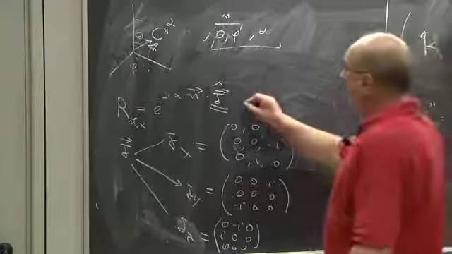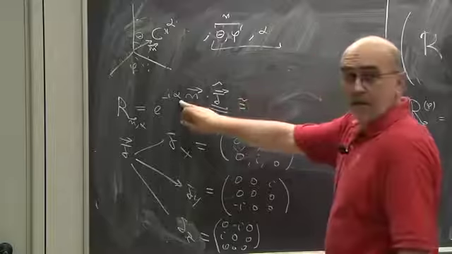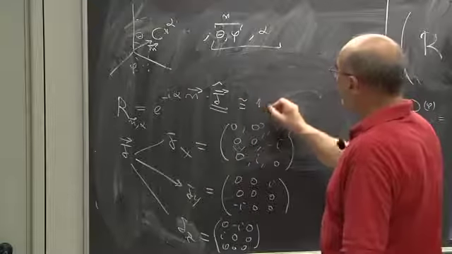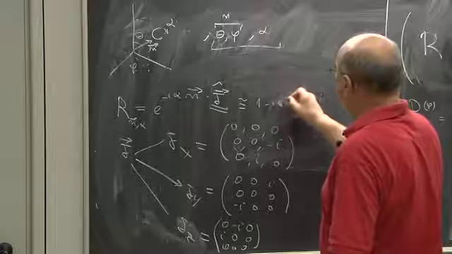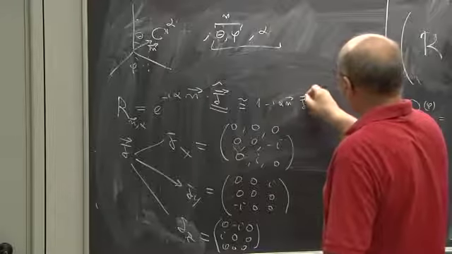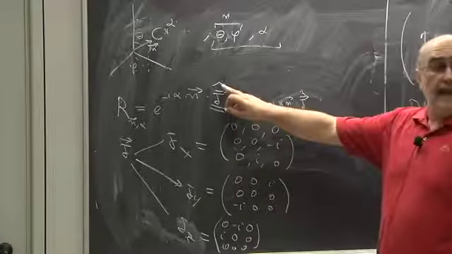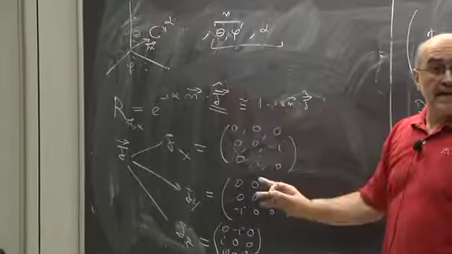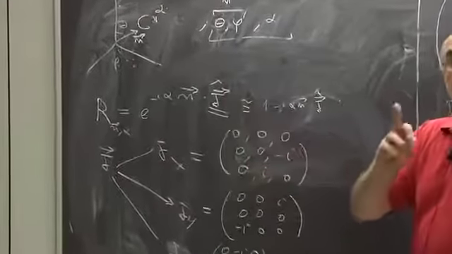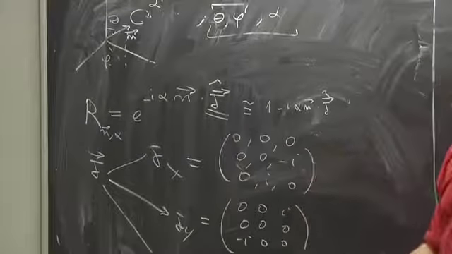If the angle is small, then you can do a Taylor expansion and you get 1 minus alpha n times J hat. I put a hat; a hat means it's an operator, it means it's like a matrix. A vector means it's more than 1. So there are 3 and there are these.